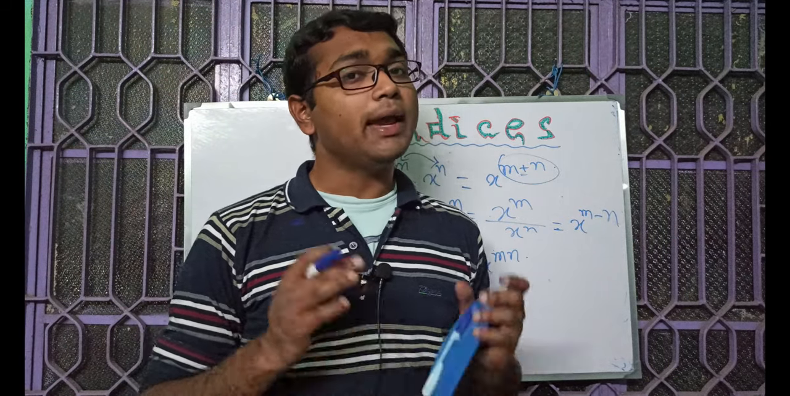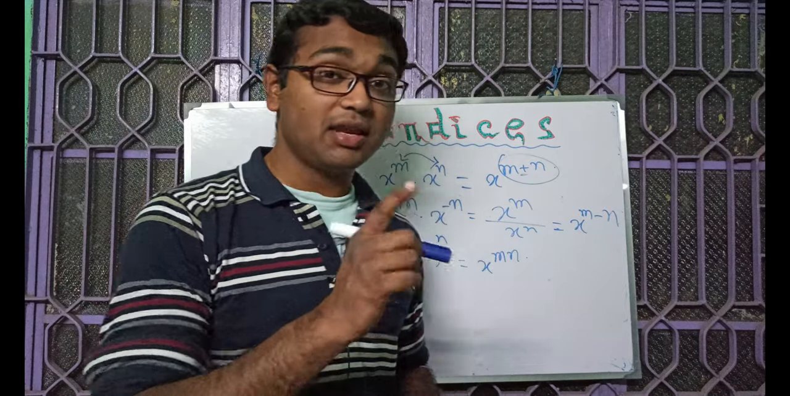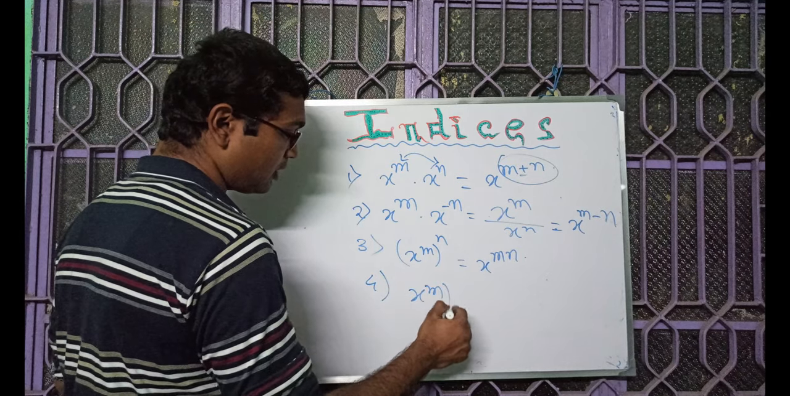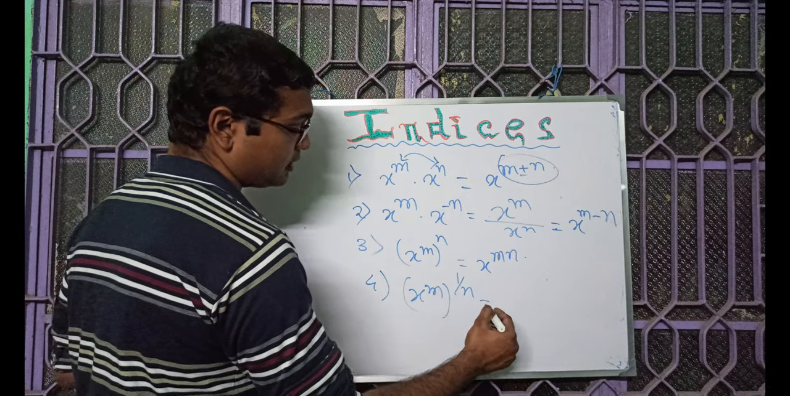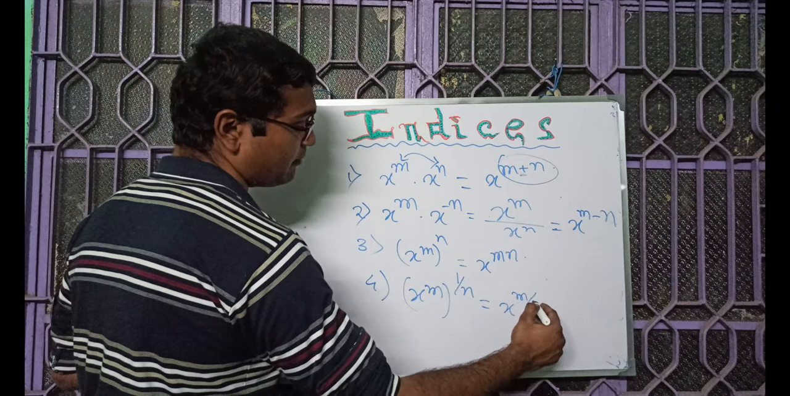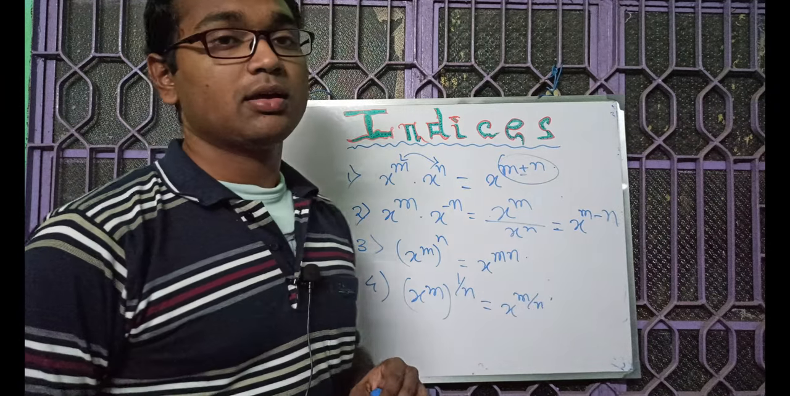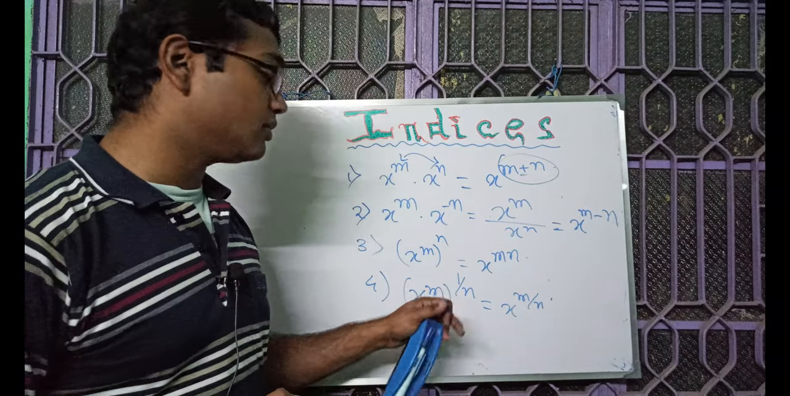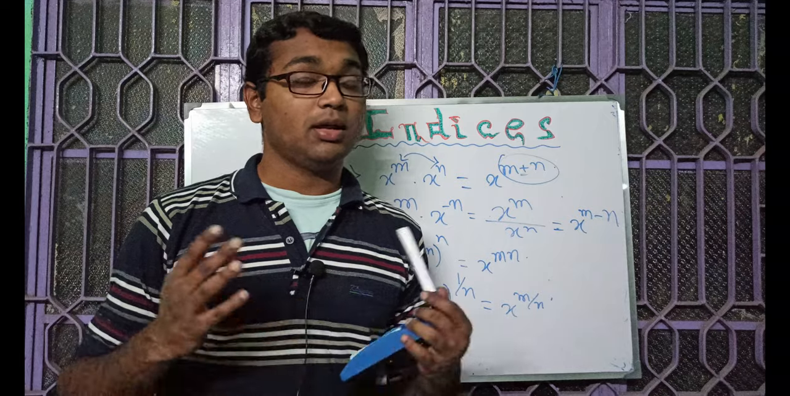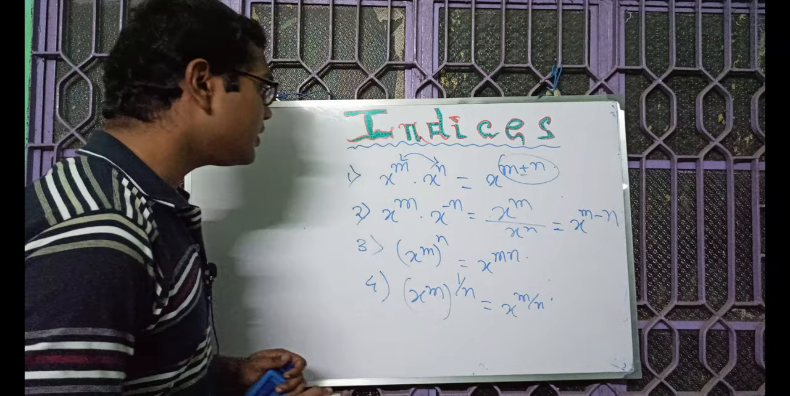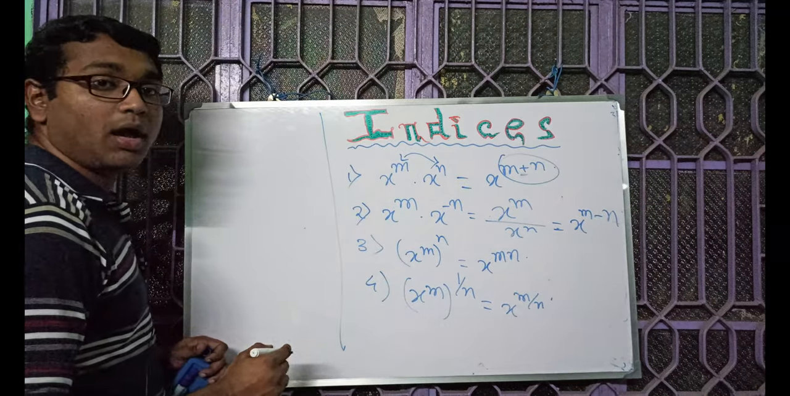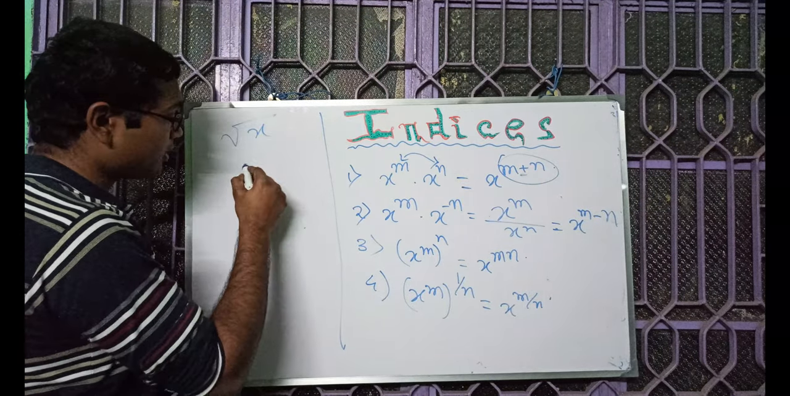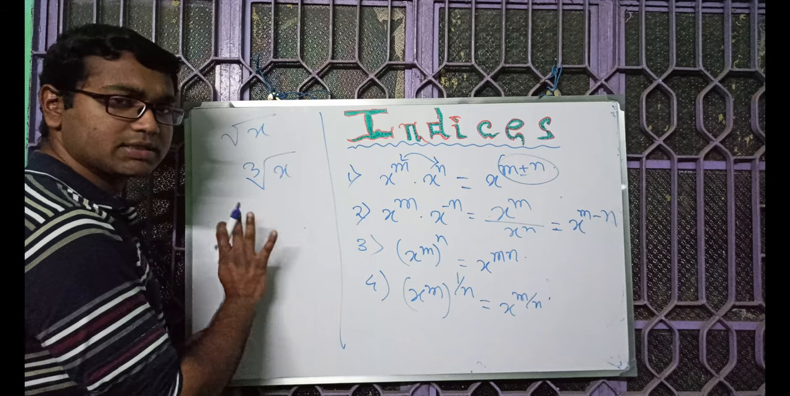So when the indices get divided, there is one more that comes out. What happens here? When x to the power m whole to the power 1 by n, then this is x to the power m by n. But I haven't talked about this fractional index yet. What is this one? See, I think you all are familiar with this root x, cube root of x, this type of things, right?